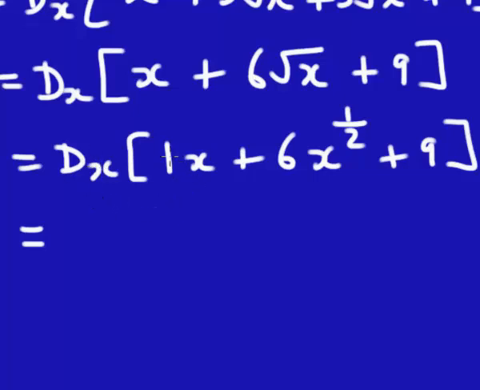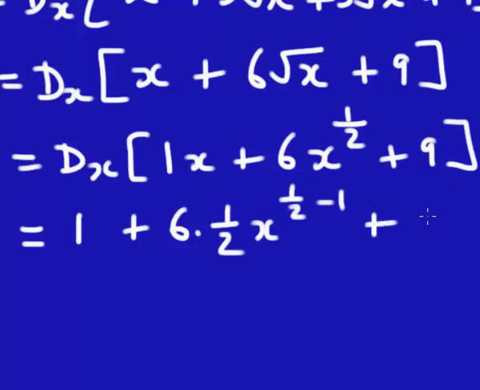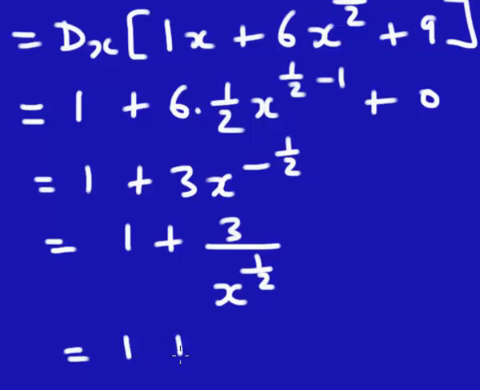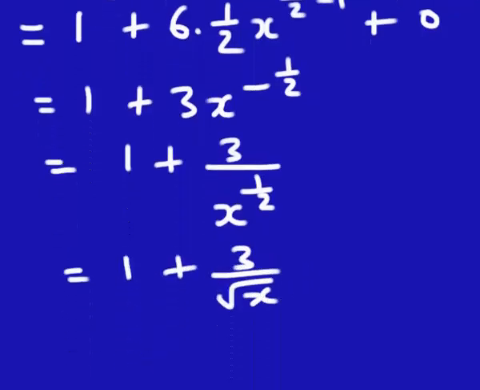So now we can differentiate, and we drop the dx symbol. This here is rule 2, so it's 1. Then we've got plus 6, bring down the half, and subtract 1 from the half. And this is rule 3, which is naught. So that's 1 plus 3x to the negative a half. And that comes to 1 plus 3 divided by x to the half, or if you like, 1 plus 3 over root x. Okay. These are typically what they ask in exams.